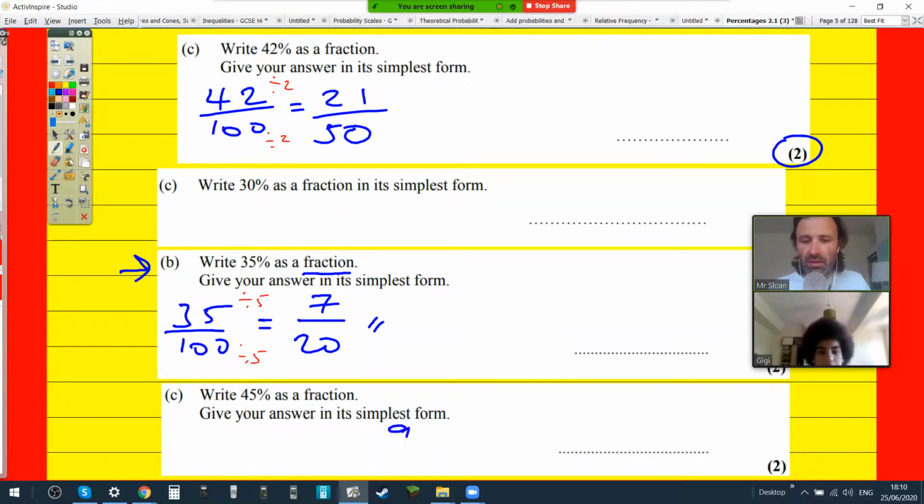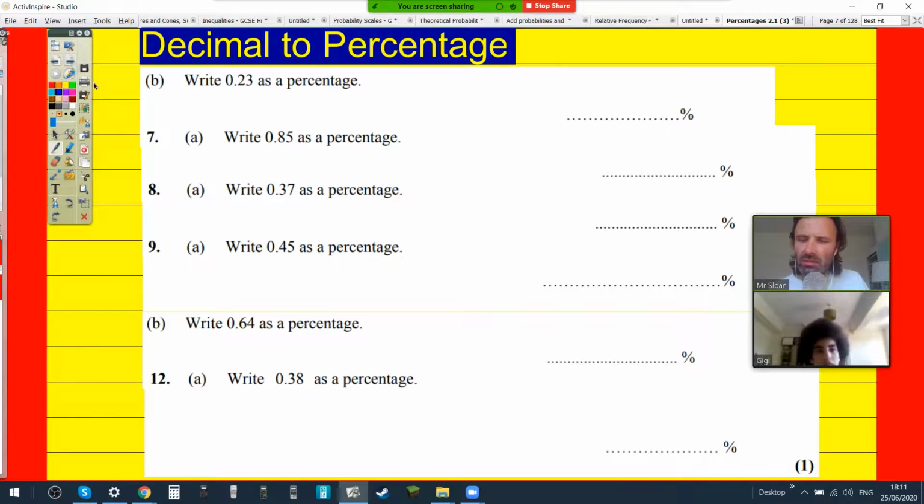9/20. Well done. And you can always do a step by step: 45/100 and then get your answer. Well done. So any questions about those? No, I think I'm good. Okay, yeah, so step by step, find a number that you can divide the top and bottom by.